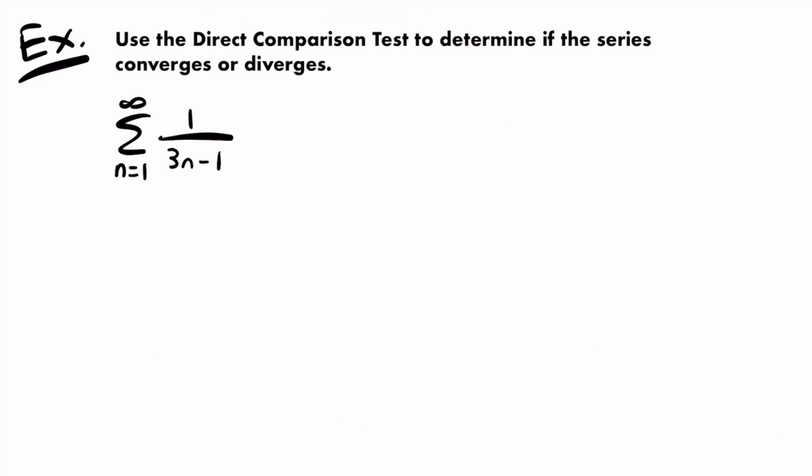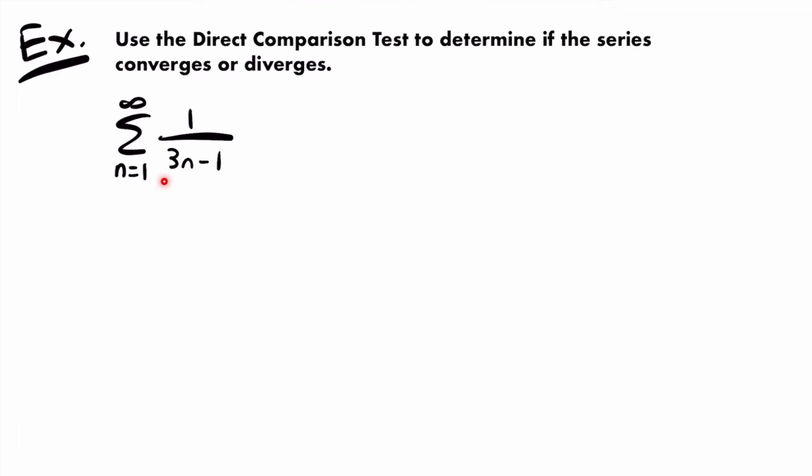All right, so next up we have this series, the sum from n equals 1 to infinity of 1 divided by 3n minus 1, and we want to use the direct comparison test to determine if it converges or diverges. All right, and so what series can we compare to this series that we know the convergence of? What type of series does this series closely resemble?